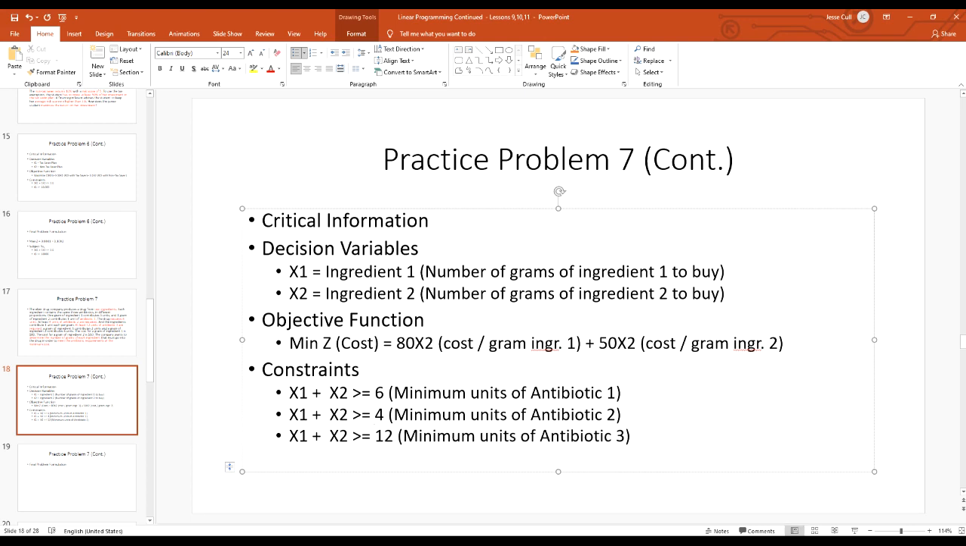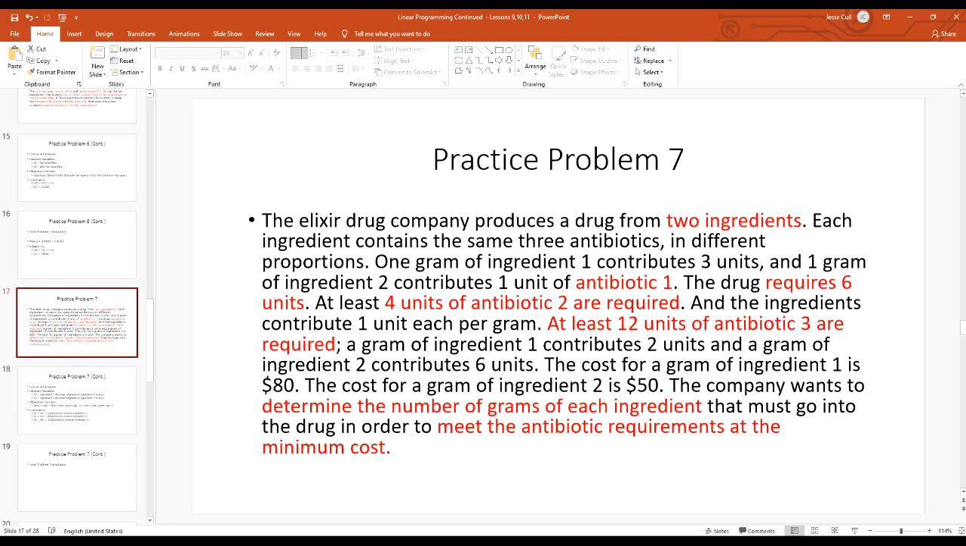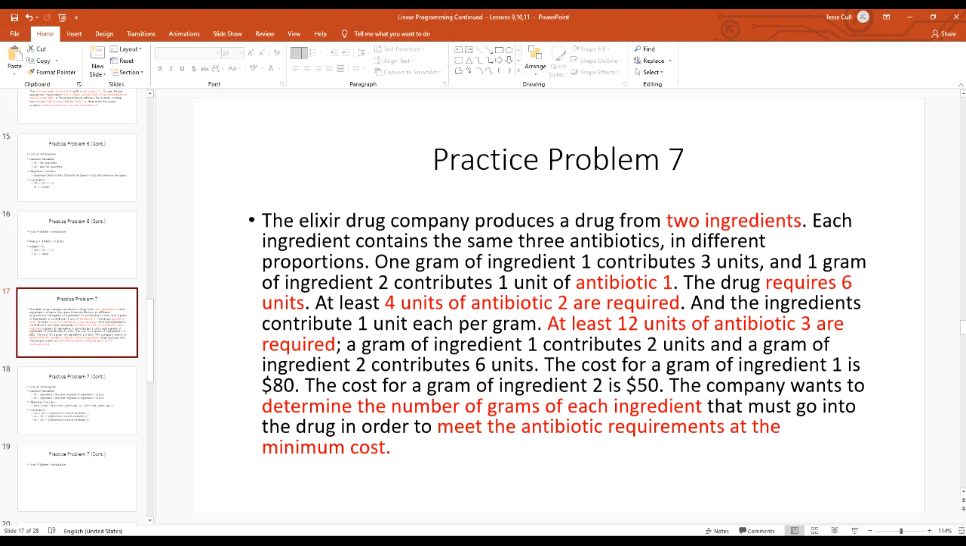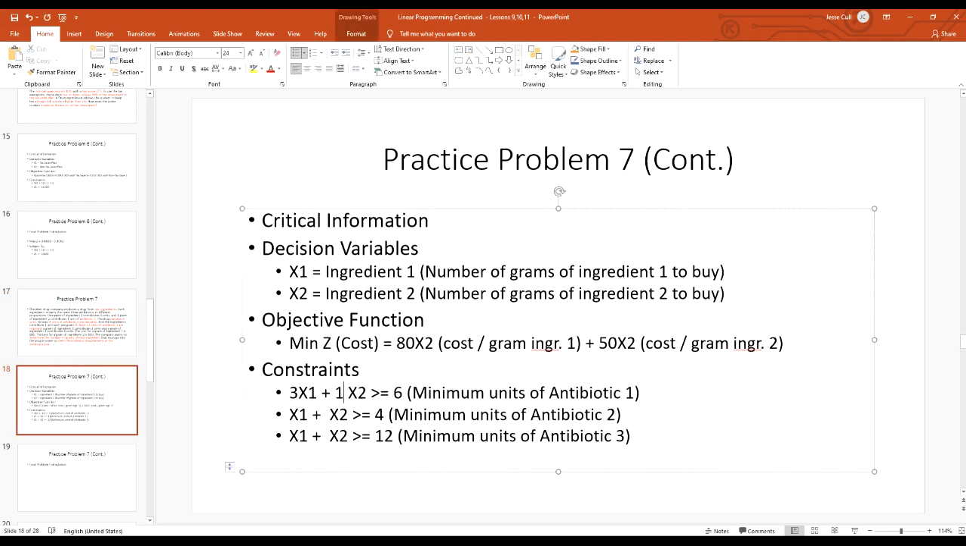Now, let's see for ingredient 1. Ingredient 1 is x1. So we come up here and we see 1 gram of ingredient 1 contributes 3 units of antibiotic 1. So we come down here and it's 3x1. 1 gram of ingredient 2 contributes 1 unit. So we come down here and we have 1. Now we know how we get to our requirements for antibiotic 1.